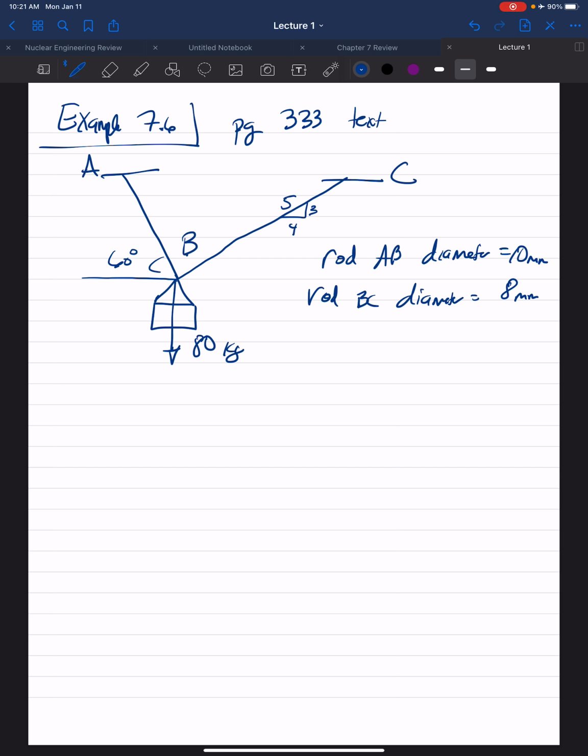So we need the normal force, right? The loading here. So we need to know the force in each rod. First off, they gave us the mass of the lamp. We need to know the weight or the force, so we know that's mass times acceleration. So the weight here is 80 kilograms times 9.81 meters per second squared, which would give us 785 newtons.